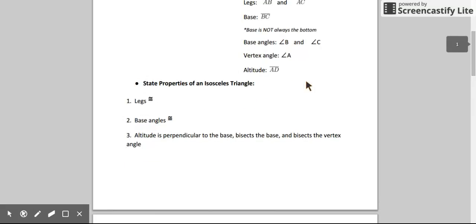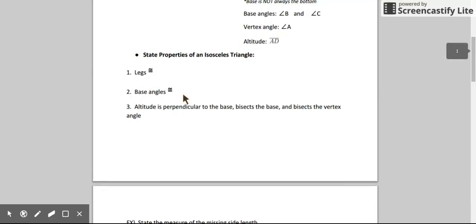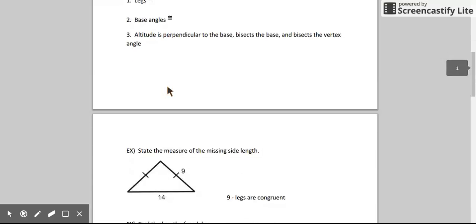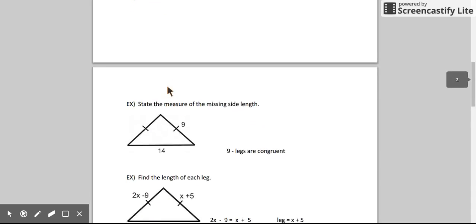So the properties of an isosceles triangle that will help us solve for some unknown measures are that the legs are always congruent. We can set them equal to each other. The base angles are always congruent, and we can set those equal to each other. And the altitude has three special things about it. It's perpendicular to the base, it's bisecting the base, and it's also bisecting that vertex angle. Most of what we'll focus on, though, are the first two properties. So let's practice using those properties.